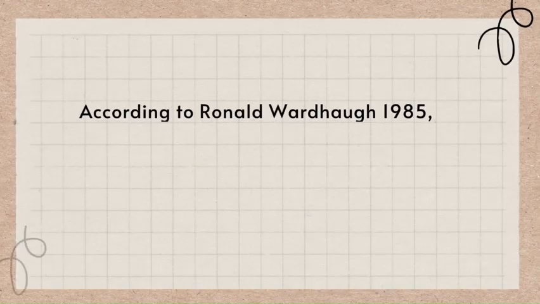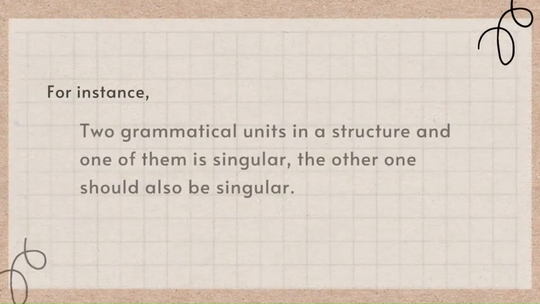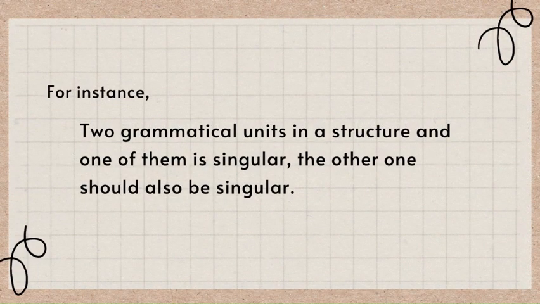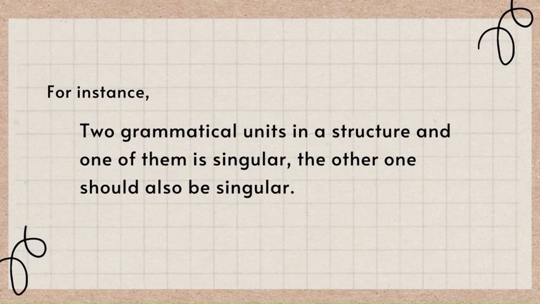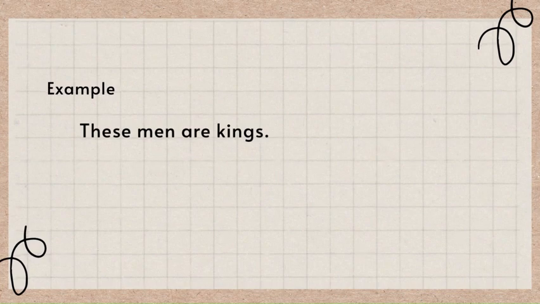According to Quirk et al., 1985, concord can be defined as the relationship between two grammatical units such that one of them displays a particular feature that accords with a displayed feature in the other. For instance, when we have two grammatical units in a structure and one of them is singular, the other one should also be singular. For instance, these men are kings.